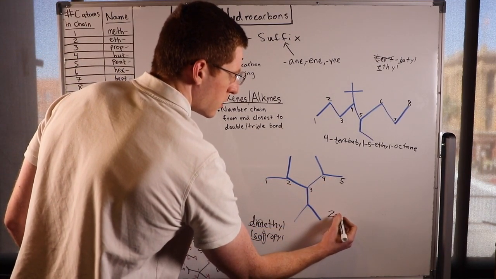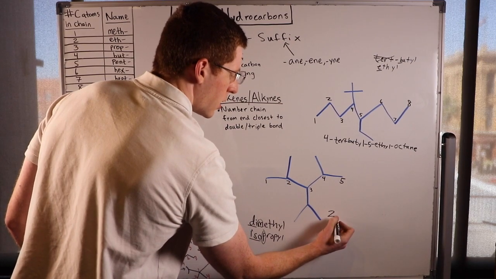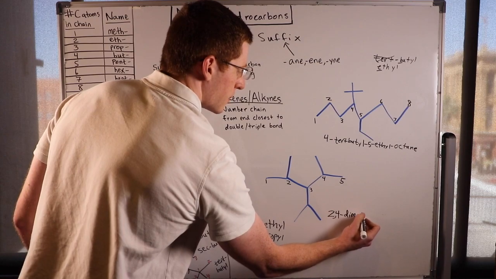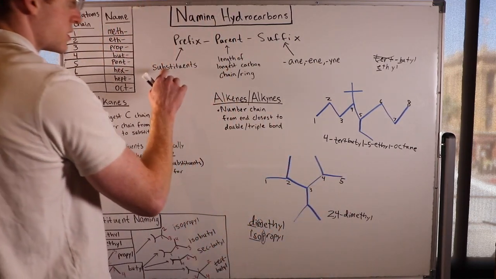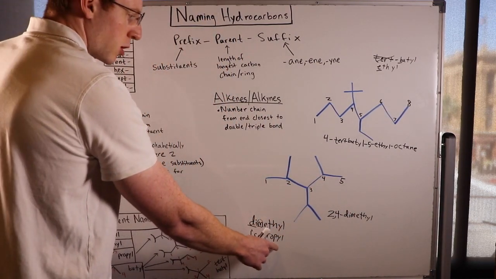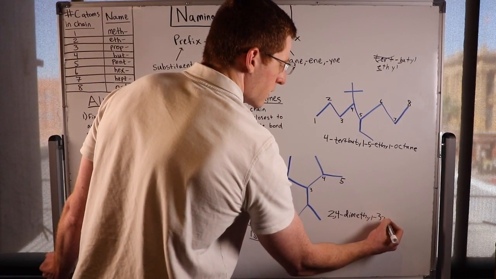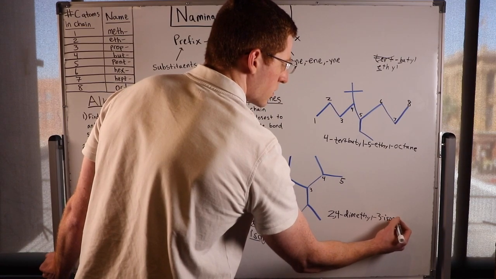2,4-dimethyl. Remember, this is our prefix that we're doing for the substituents. And then isopropyl comes off carbon 3, so 3-isopropyl.